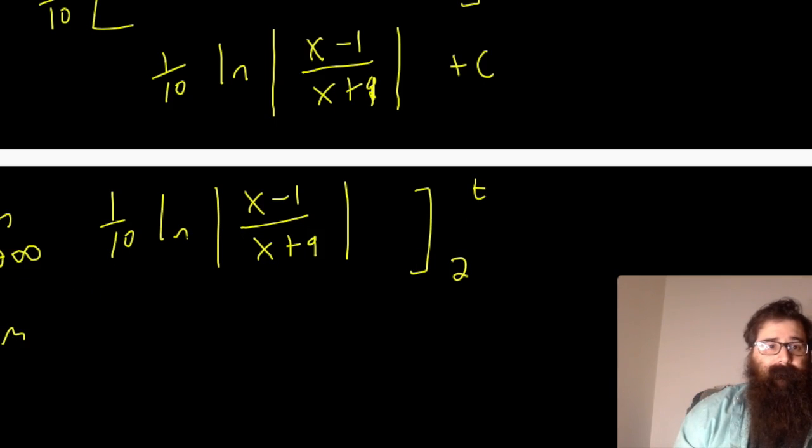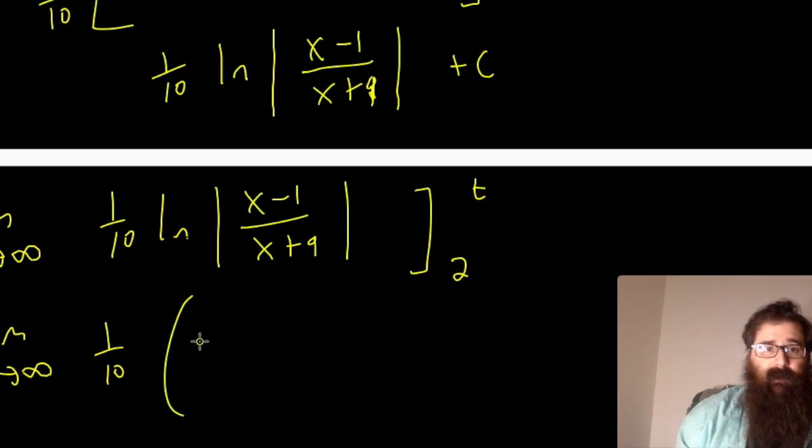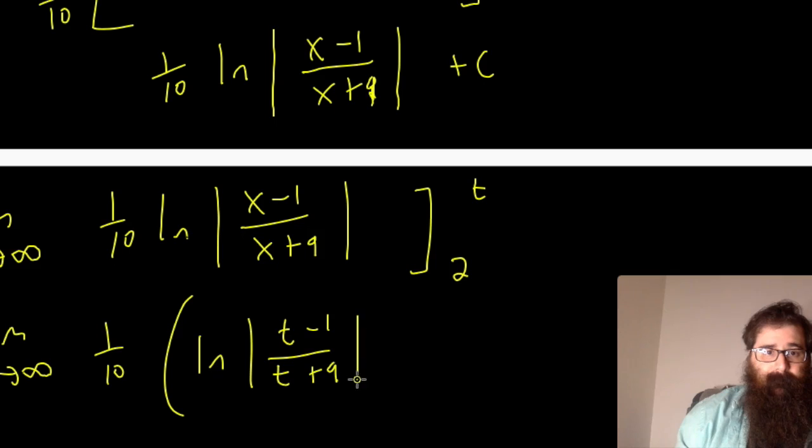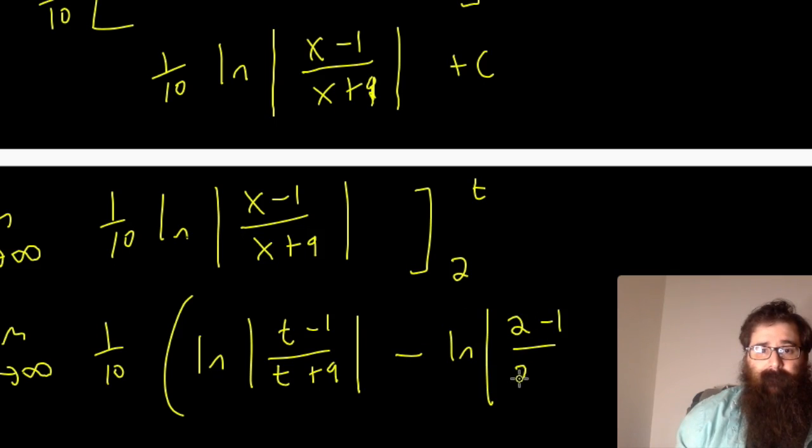So we have limit as t goes to infinity, 1/10. I'm going to leave that factored out, but then here I'm going to plug in the upper bound. That's natural log absolute value of t minus 1 over t plus 9. And then minus, when I plug in 2, I get natural log absolute value of 2 minus 1 over 2 plus 9.